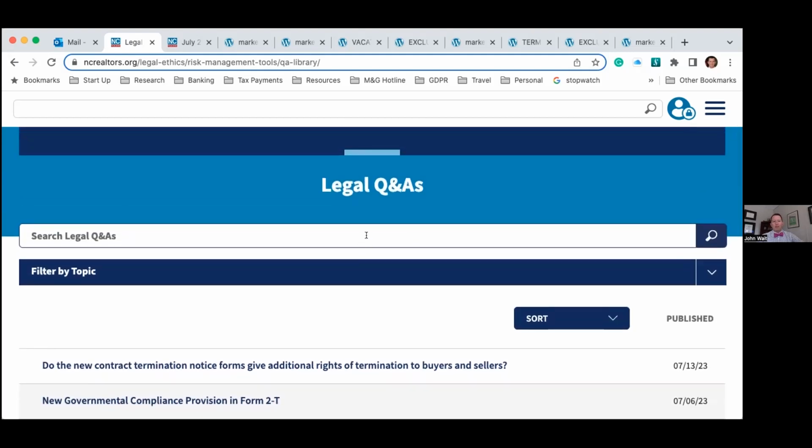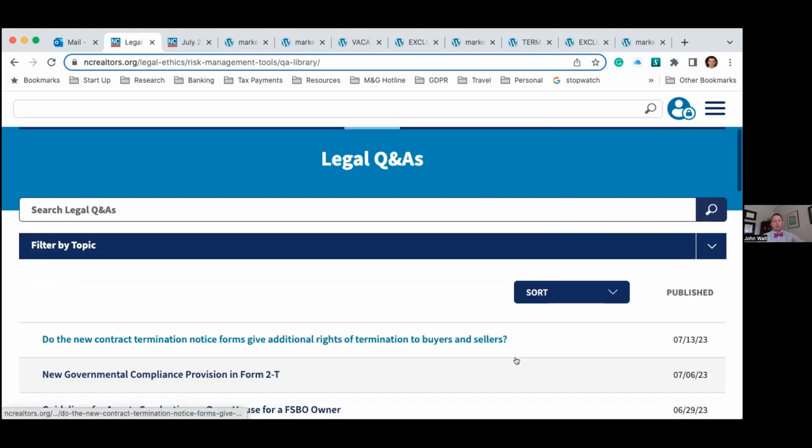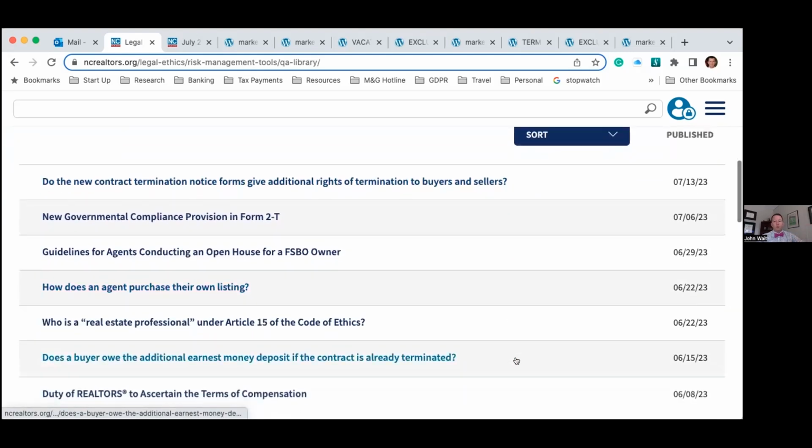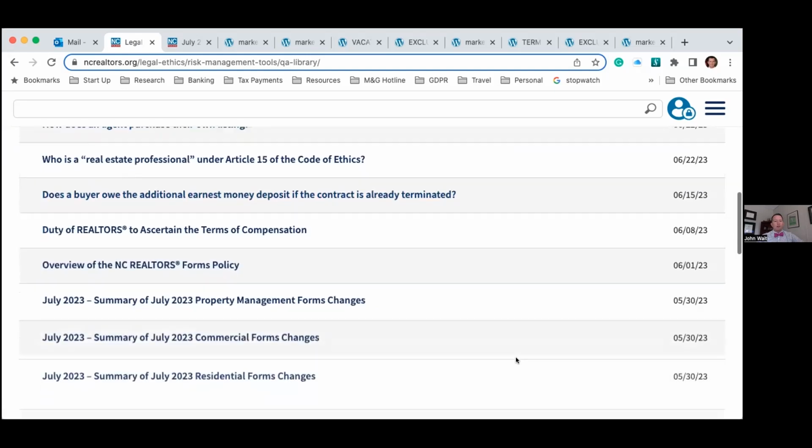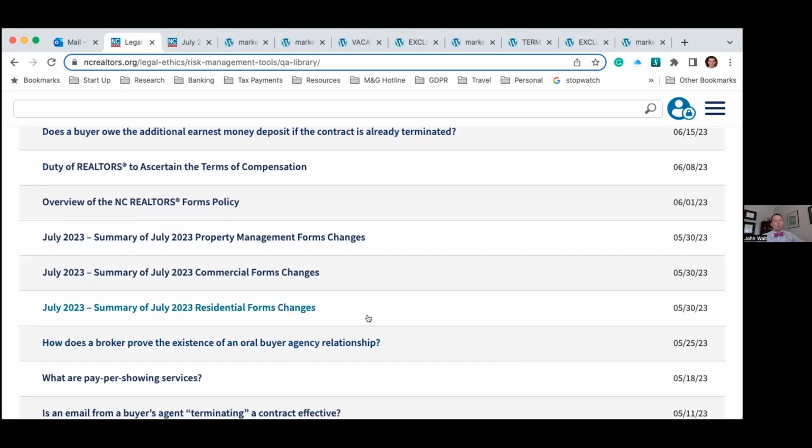What I usually do is use this search bar at the top. If you used the search bar on the old website, it was not good. This one is very good. It will find things for you much more efficiently and better than the old one. So if you're looking for a particular thing, then you can search it up here. You can see as I'm scrolling, it's auto populating, and we're not going to have to go down too far because we just released all the summaries for commercial, residential, and property management.